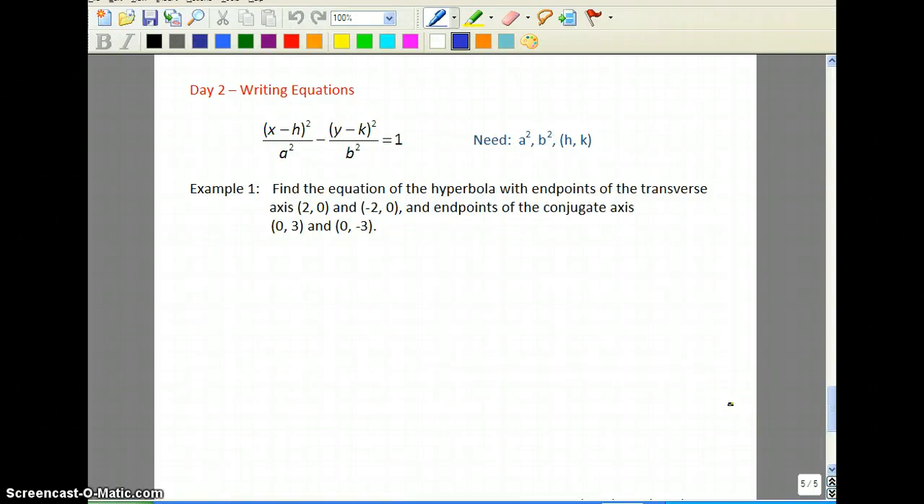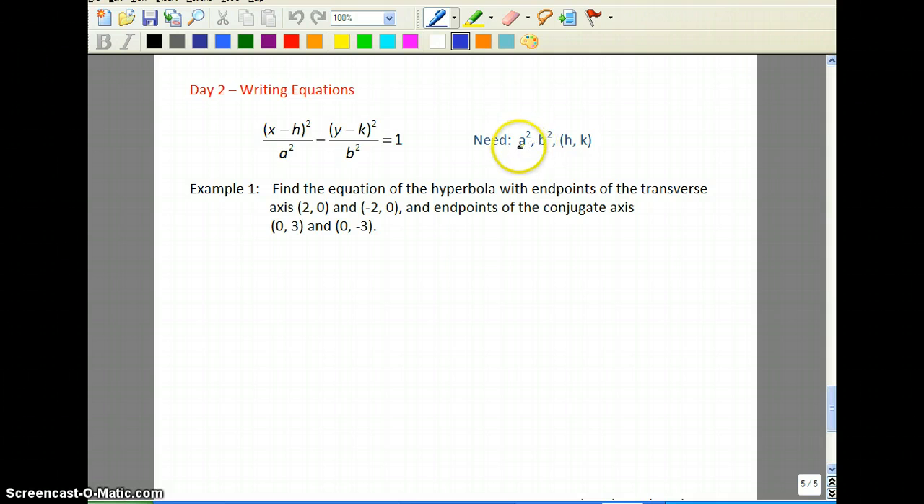Alright, last step. We're going to write equations of hyperbolas. So I would call these the backwards problems again. Now remember, hyperbolas have a minus sign. So our a squared will always be the first one. The h, or the x and the y, are the things that can switch in a hyperbola.